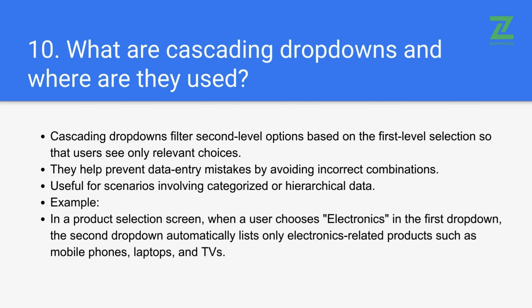Example: in a product selection screen, when a user chooses electronics in the first drop-down, the second drop-down automatically lists only electronics-related products such as mobile phones, laptops, and TVs.